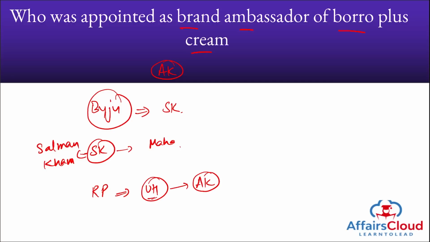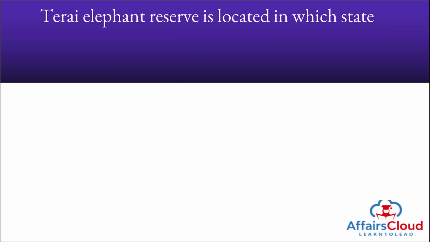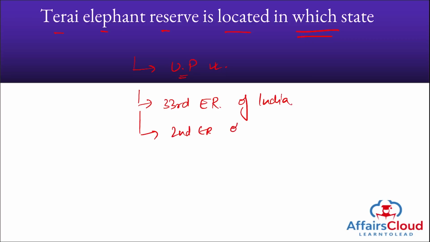Alright. Then the next question is, Terai Elephant Reserve is located in which state? Remember, Terai Elephant Reserve is located in the state of Uttar Pradesh. This is the 33rd Elephant Reserve of India and the second elephant reserve of Uttar Pradesh. Highly important, take a note of it.